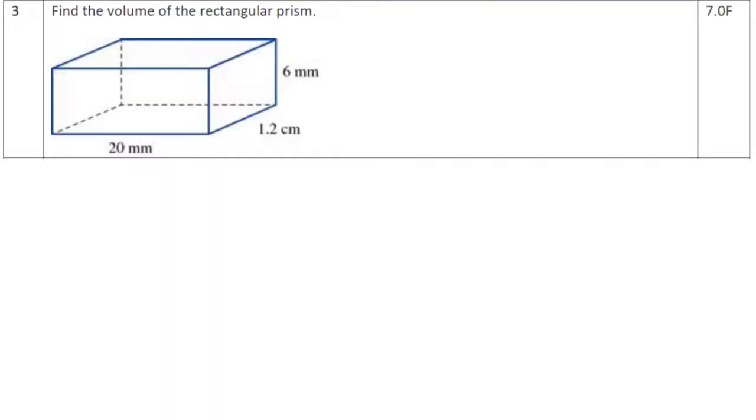Okay, so here we go, finding the volume. The only thing that's a little bit tricky with this one is that I've given one of the quantities in centimeters, so you either need to convert that to millimeters, which is fine, or you need to convert all of them to centimeters. Either way is fine.